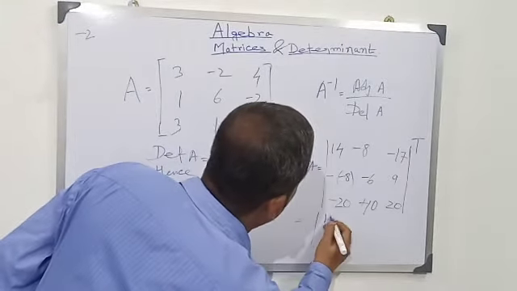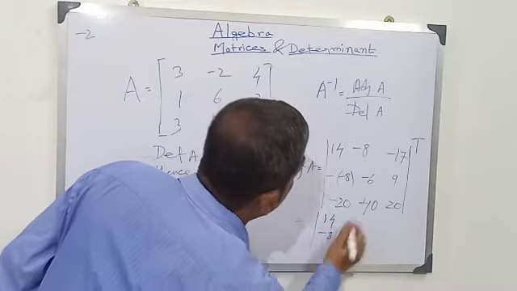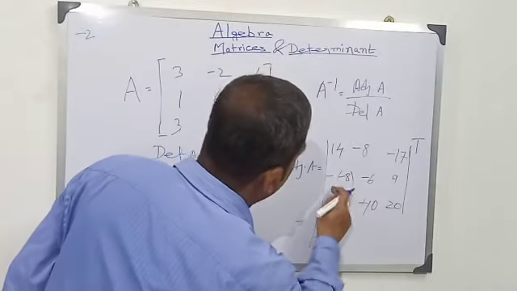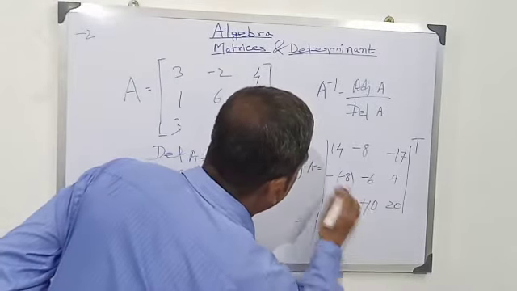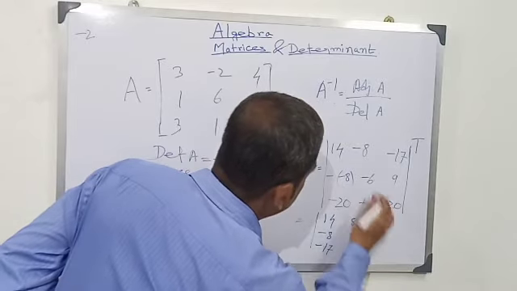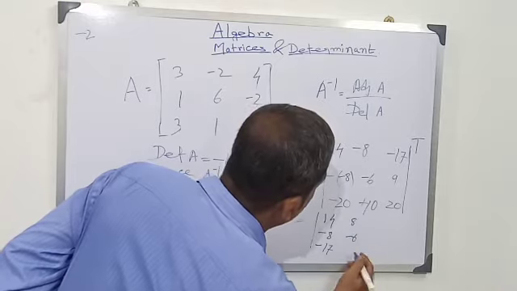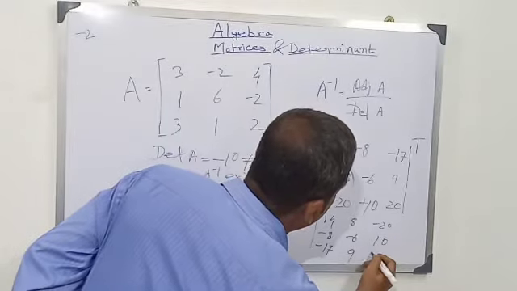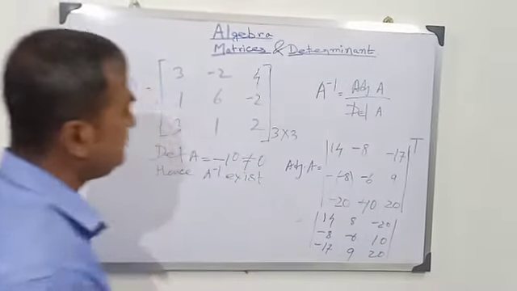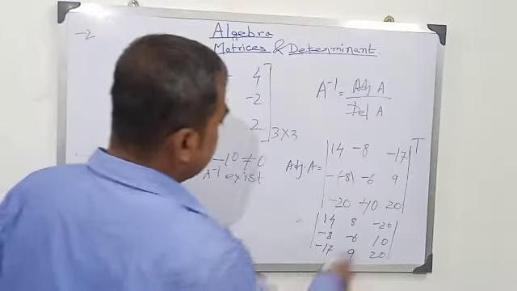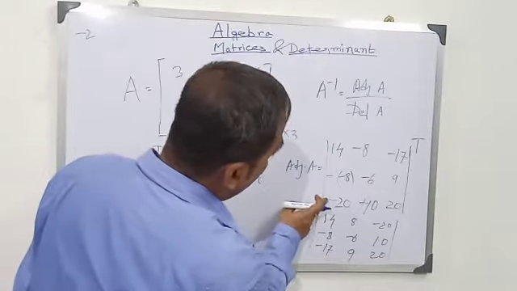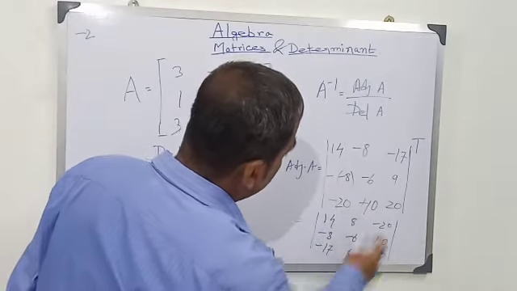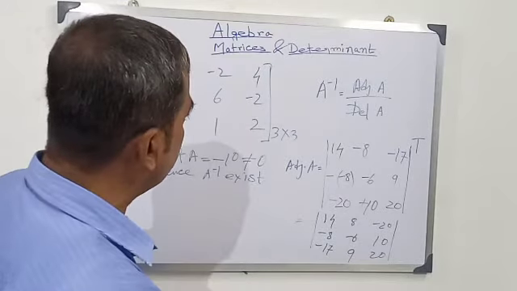Here I put 14, minus 8, minus 17. So this into this. Next, this should be minus of minus 8, then minus 6, then it should be 9, and it should be minus 20, 10 and 20. So this is your adjoint of A, because we are changing the first row into the first column, the second row into the second column, and the third row into the third column. So this is the adjoint.